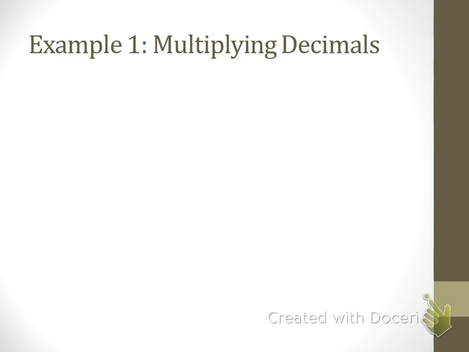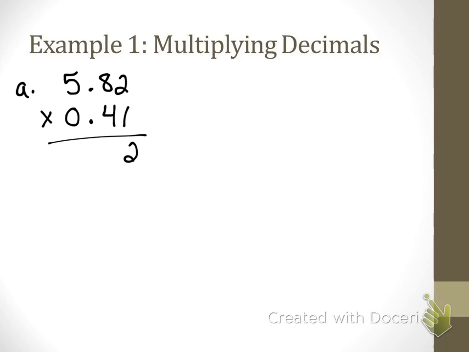All right, so multiplying decimals, example 1. We're on page, let's see, 63, page 63. In example 1, I'm multiplying 5 and 82 hundredths times 41 hundredths. All right, so I'm going to multiply my first column first. So 1 times 2 is 2. 1 times 8 is 8. 1 times 5 is 5.